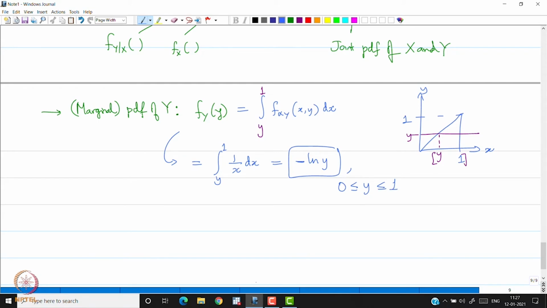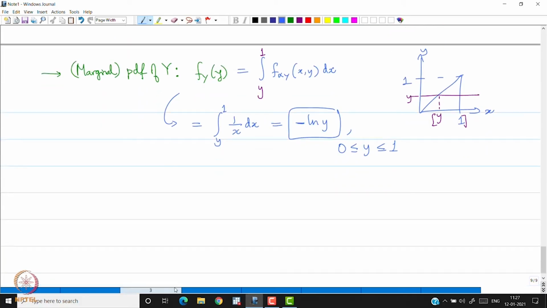So it turns out that this is minus ln y, and it is not a uniform PDF anymore. Obviously it is a highly non-uniform PDF, and small values of y are much more likely than large values of y. This is a very interesting PDF, right?